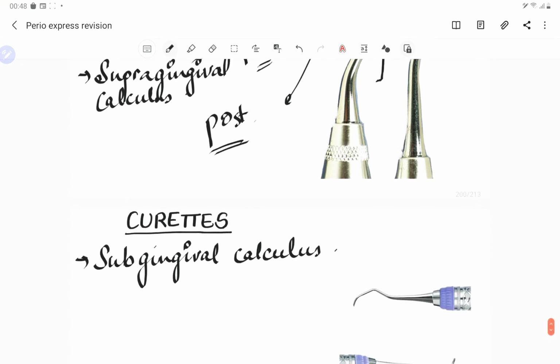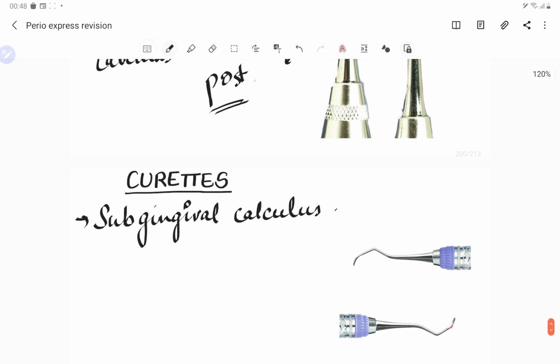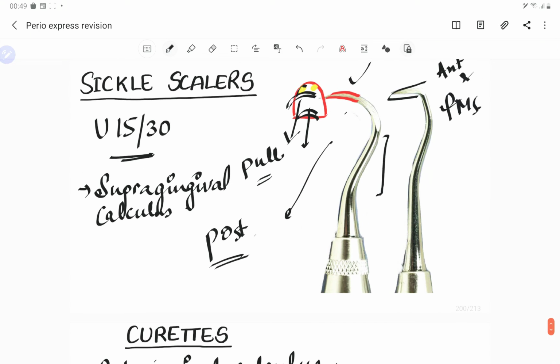And curettes, we use for subgingival. Guys, we have curettes, hoes, chisels, and file scalers for subgingival. All these instruments we use for subgingival calculus. For supragingival, we use the sickle scaler, which we call the Hufredi, right? The universal scalers, 1530 scalers.